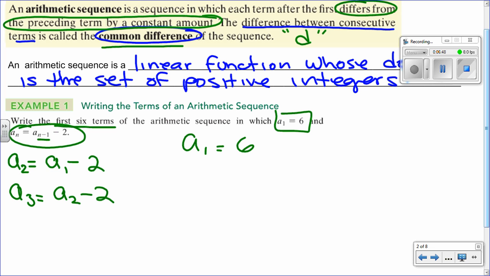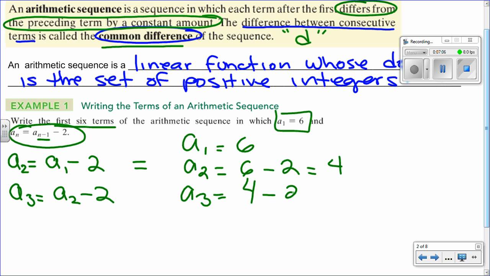So in this case, for a sub 2, we will need the first term, which is 6, and then we subtract 2. That will be 4. And for a sub 3, we will need 4, and then subtract 2. That gives us 2. Now, go ahead and find all the way to a sub 6.